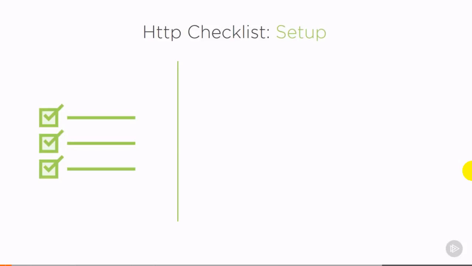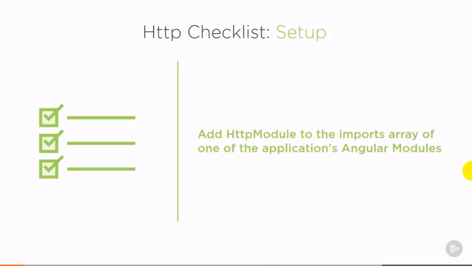Before we can use Angular's HTTP client service, some setup is required. We need to ensure that the service provider is registered with the Angular injector. This registration is done for us in the HTTP module included in the Angular HTTP package. So all we need to do is pull the HTTP module into our application. We do this by adding HTTP module to the imports array of one of our application's Angular modules.